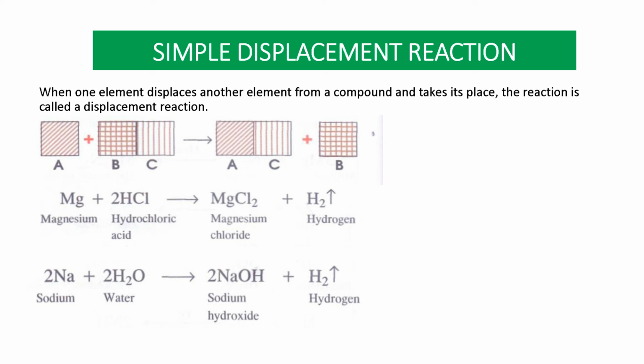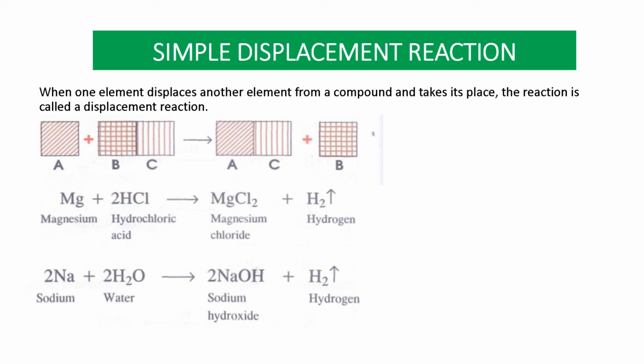The next reaction is simple displacement reaction. So what is this reaction? When one element displaces another element from a compound and takes its place, the reaction is called a displacement reaction. Or in simple words we can say, when a more reactive element replaces a less reactive element from a compound, it is called displacement reaction. You can understand it with the help of an example. In this example, you can see the reactants are A plus BC and the products are AC plus B.